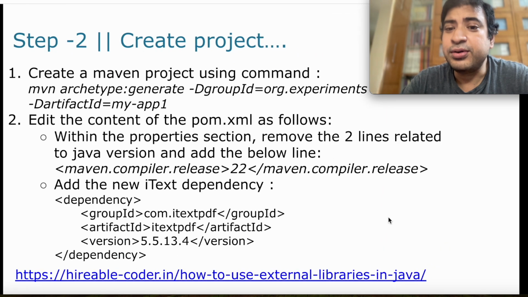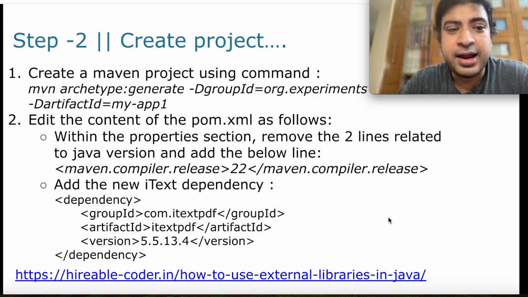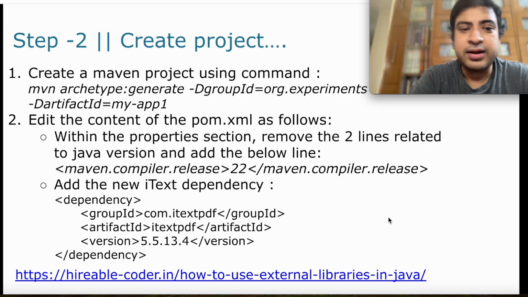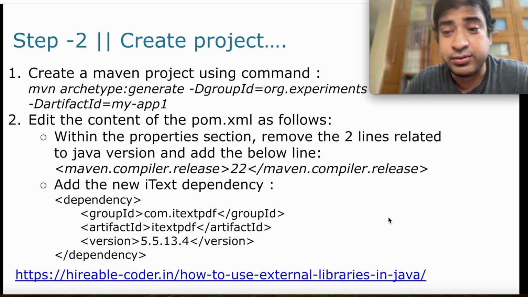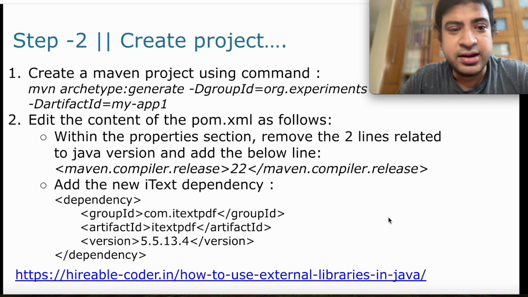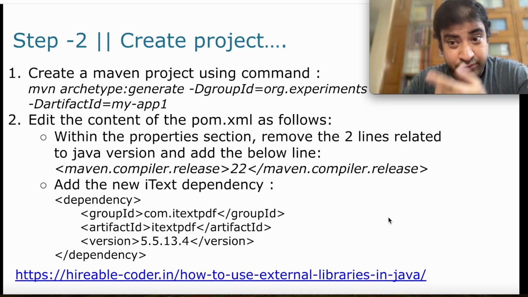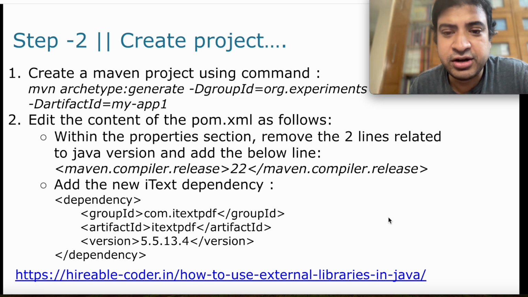Next, we need to create the project, and we use a command like this: mvn archetype:generate, then -DgroupId equal to something, and -DartifactId equal to the name of the project. You do not need to remember this command. You can just copy paste and run it, and it will create a Maven project. It will create a folder by the name my-app1, and it will scaffold the entire structure of the Maven project within that folder.